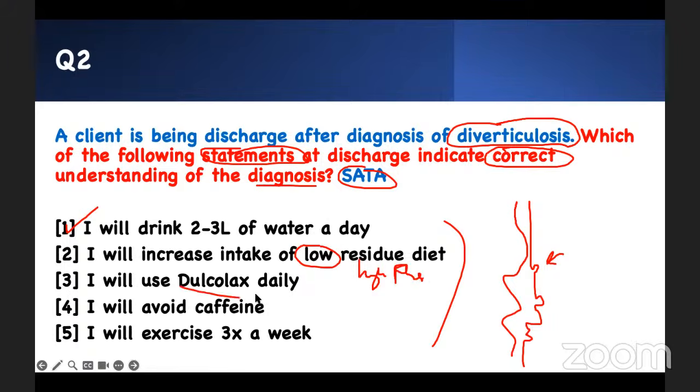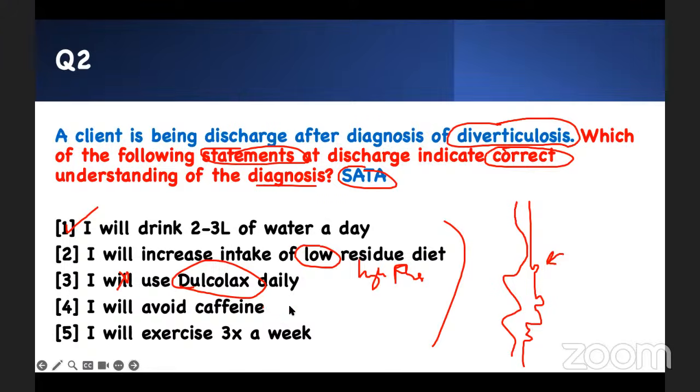I will use Dulcolax daily. This is what people confuse with it. You should not use anything to stimulate you. You want to go the regular, natural way. That's why fiber is the natural way of going to the bathroom. If you use Dulcolax, you're stimulating yourself. Therefore, 3 is wrong.